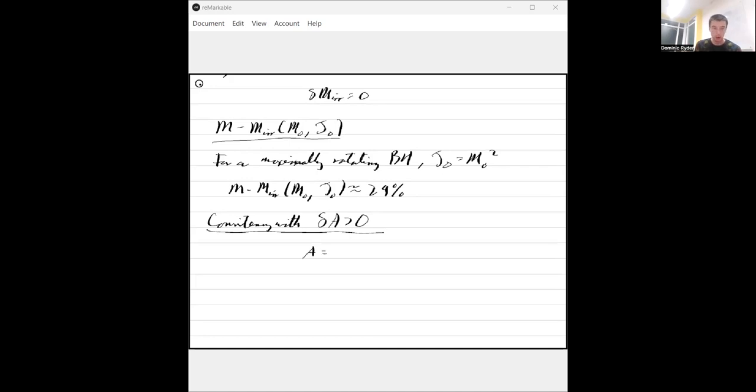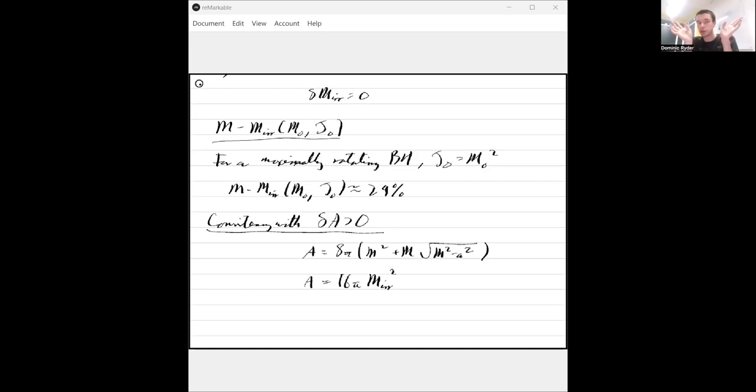We proved that for a Kerr black hole, the area is equal to 8 pi m times the root of m squared minus a squared, which means that A is equal to 16 pi times the irreducible mass squared. And so, given that we can't reduce the irreducible mass, we also can't reduce the area. And so the area theorem is perfectly safe.